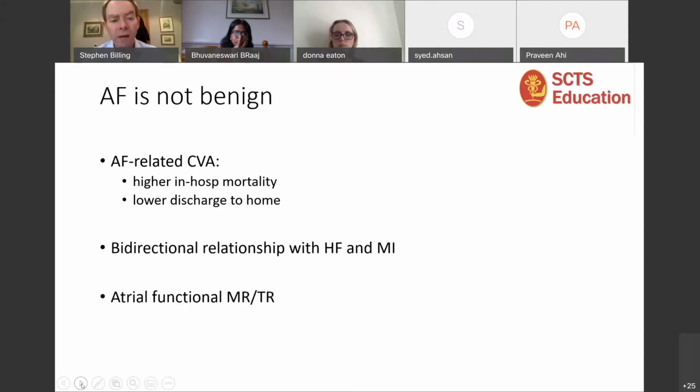And any mitral valve surgeons would tell you that increasingly we recognize a significant incidence of atrial functional mitral and tricuspid regurgitation. So this occurs in patients with long-standing persistent AF where the atrium is dilated and therefore the annulus of each valve dilates and they get regurgitation. Sometimes primarily mitral or primarily tricuspid, but it's not rare at all.